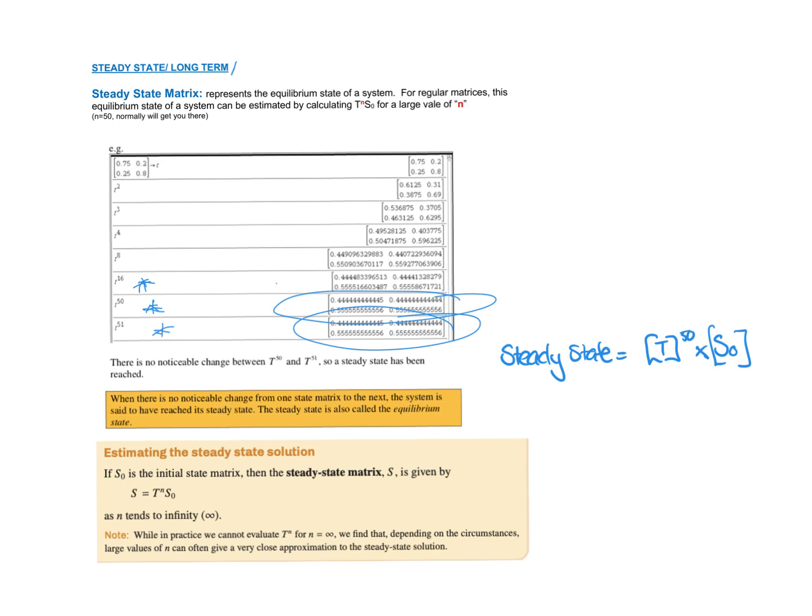But what you often have to do is prove that you have hit the steady state. To prove it, you should put T to the power of 51 times S0 and show that it equals the same. Just show that they're the same. You'll see that in a SAC or an exam. They might say, show that the steady state is this, or find and prove that this is what the steady state is. So you just do it to a high power.